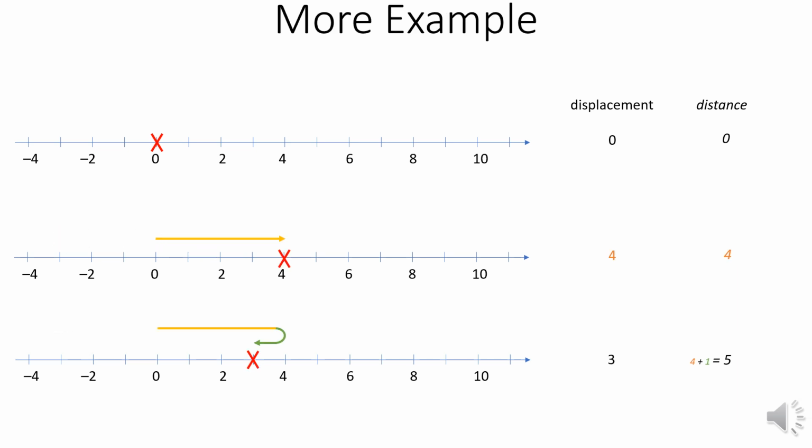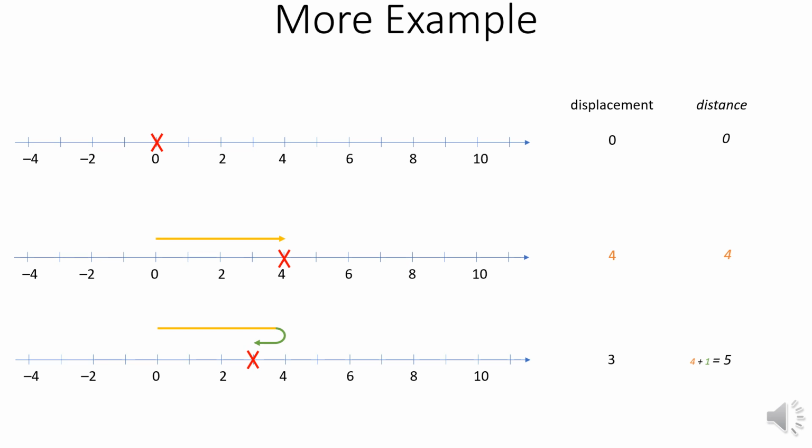Here is another example. In the first moment, the particle hasn't started moving, so the displacement and distance are 0. In the second moment, the particle has moved to position +4, the displacement is +4, and the distance traveled is 4.